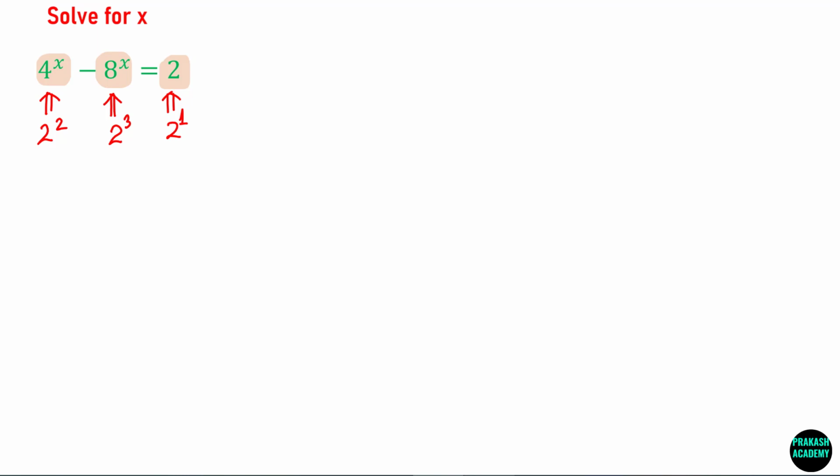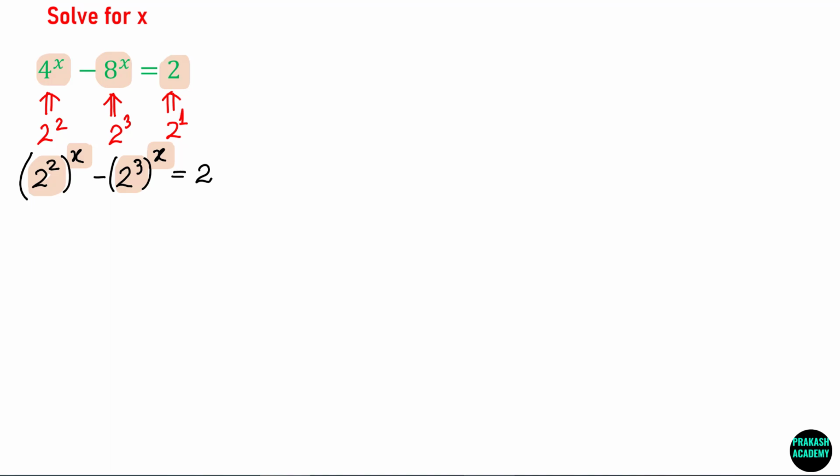So let us try. This term can be written as (2 raised to the power 2) whole power x minus (2 raised to the power 3) whole power x is equal to 2. Now if you see, here you have 2 raised to the power 2 and here 2 raised to the power 3, and here I have whole power x, here also whole power x. I can use the rules of power.